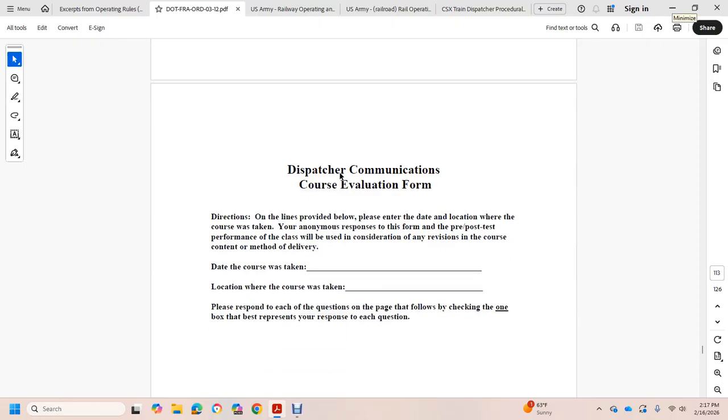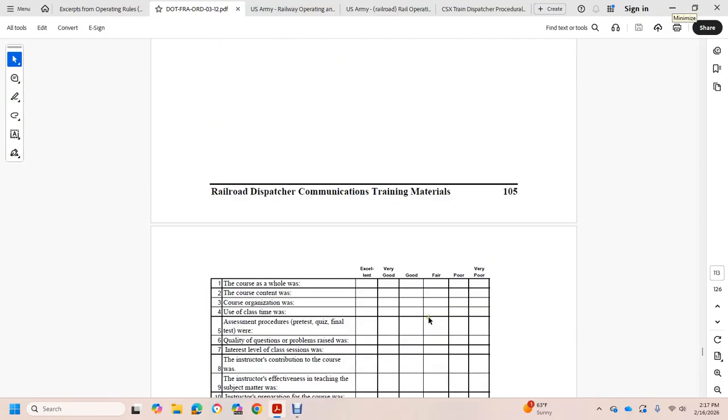Dispatcher communications evaluation form. Restriction on the lines provided. Please enter the date and the location where the course was taken. Anonymous form of the pre-post test performance, class was reviewed, and revisions made to the course content and method of delivery. Enter the date the course was taken, the location, and respond to each of the questions by checking the box representing your response to each question.